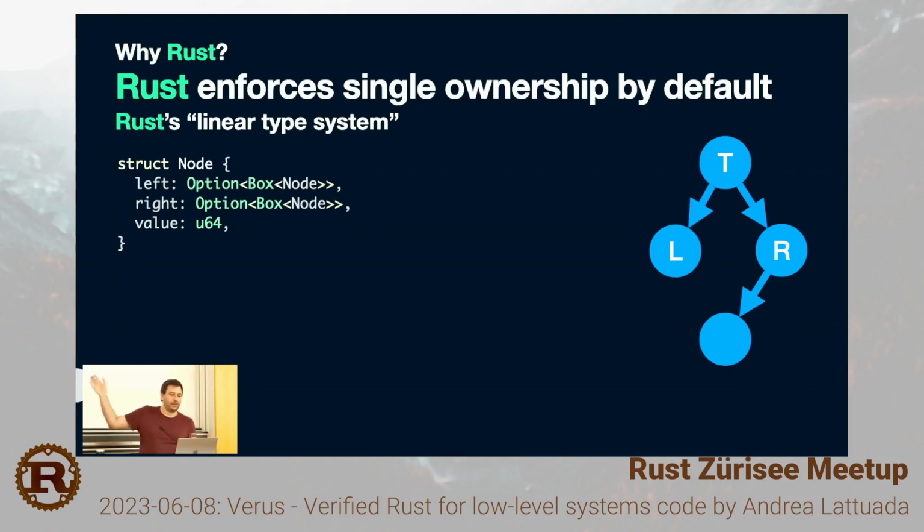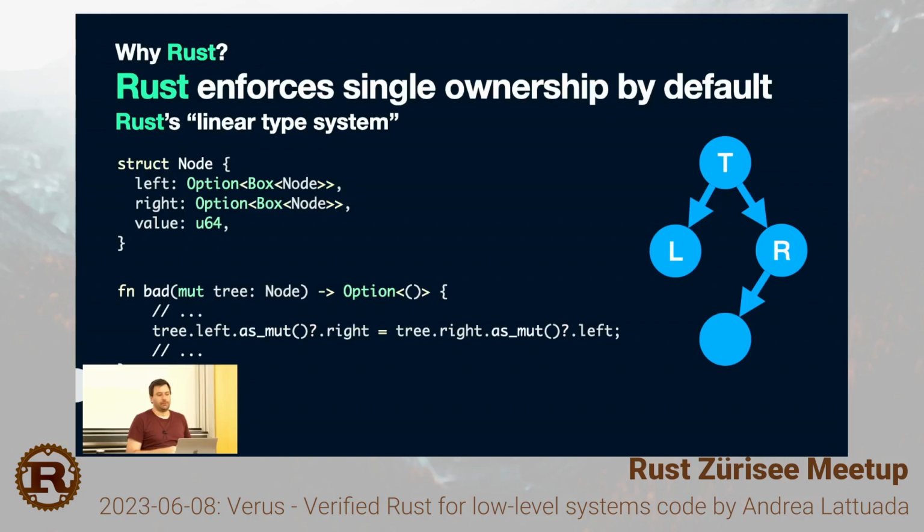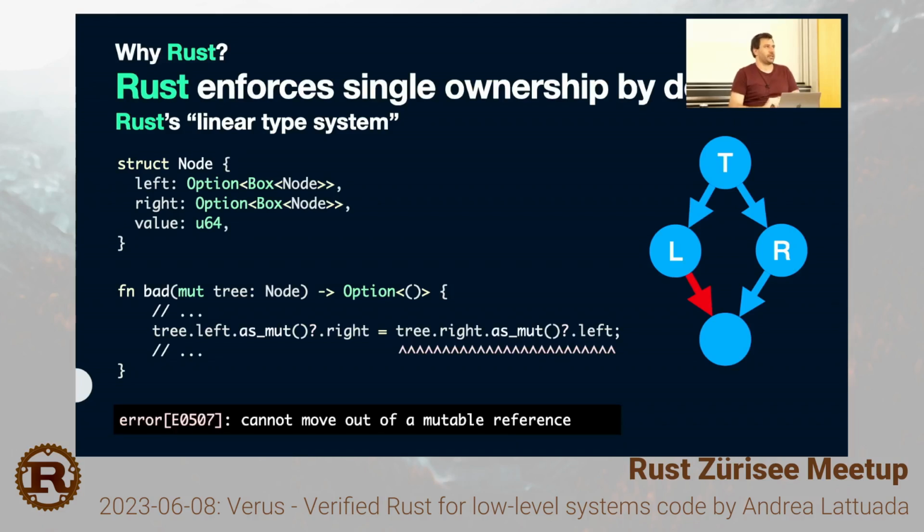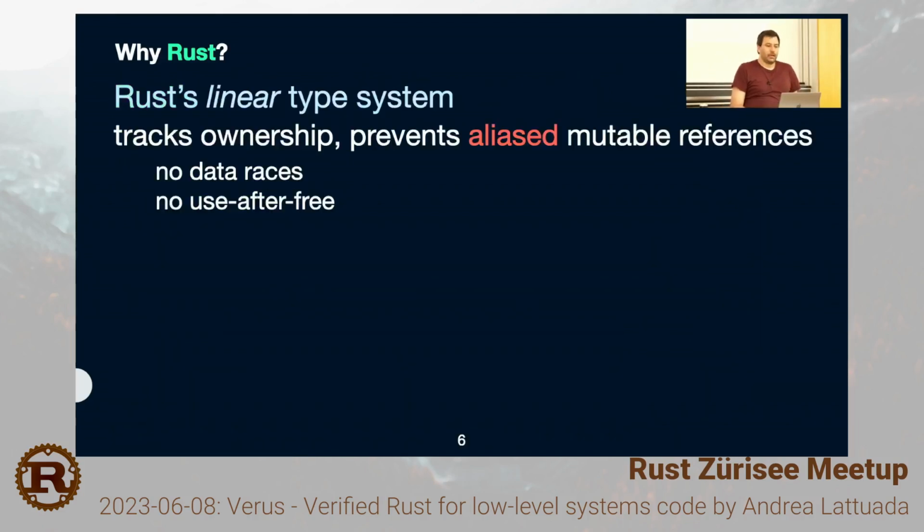And the demonstration here is just a tree data structure. We have a left and a right node at each node. And what we're going to try and do here is to assign the right child of left to also be the left child of right, which is clearly illegal, and Rust would reject this, right? So we have this guarantee that everything is owned uniquely. So again, this is why we like Rust for this goal.